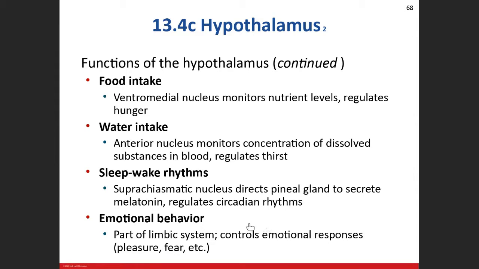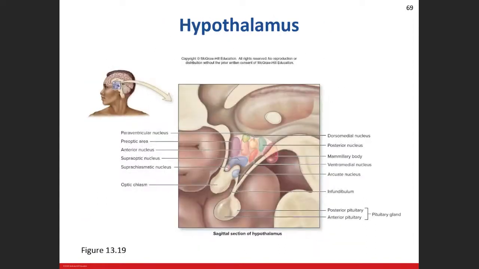Emotional behavior, and this is a part of our limbic system. We can control our pleasure, our fear, and other emotional responses. And in this picture, you can see the hypothalamus and different groups of cells, neurons in the hypothalamus, and each of them can control a specific function of the body.